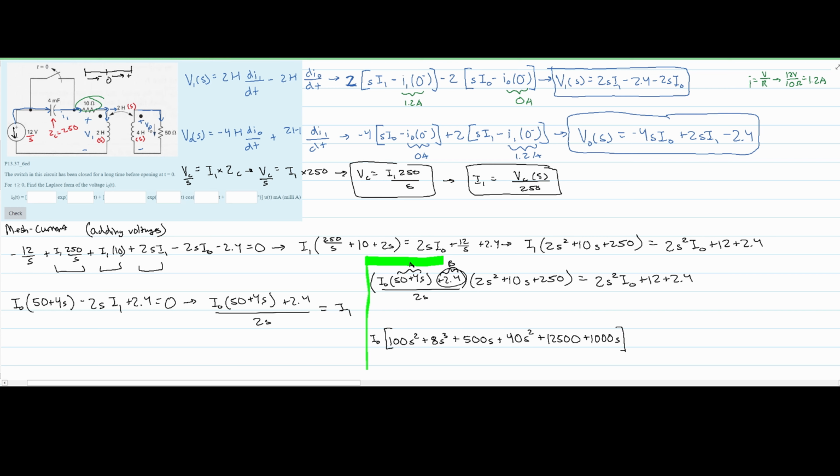Next we have this 2.4 we have to deal with. So we're going to have a plus 4.8s squared plus a 24s, and then we have a plus 600.